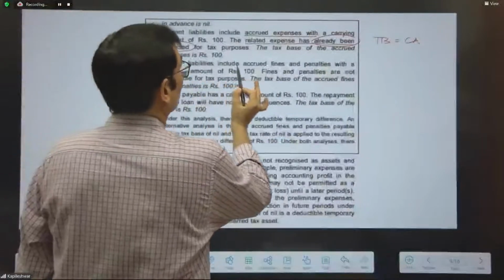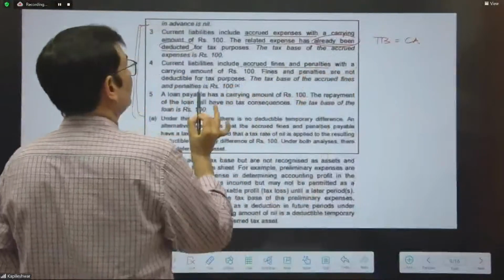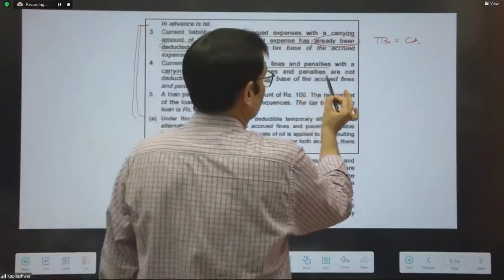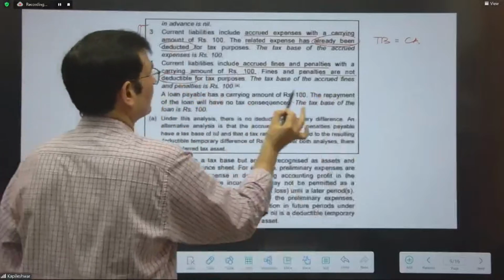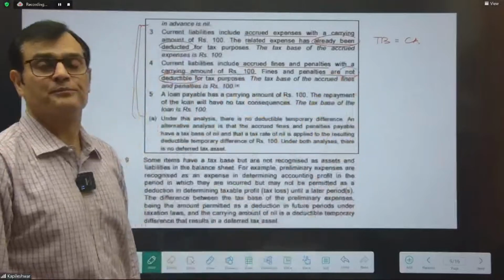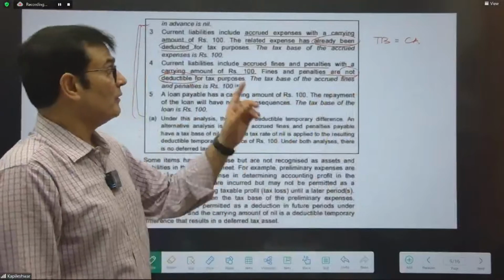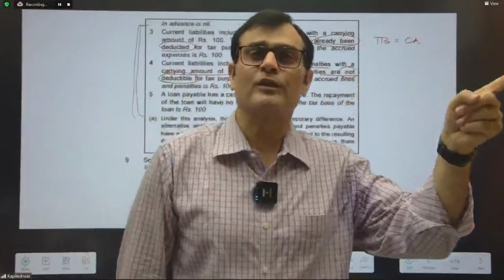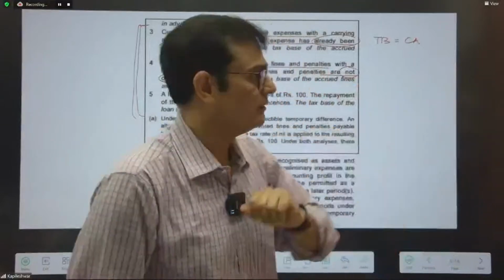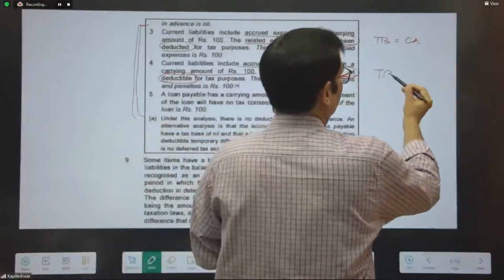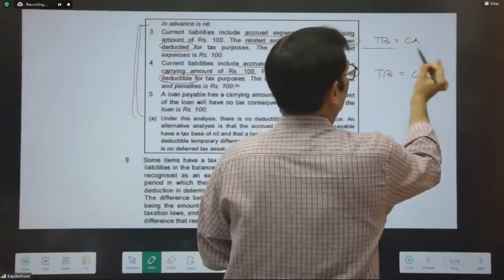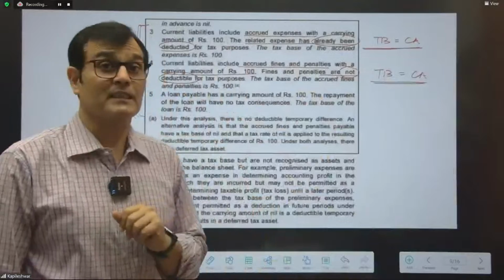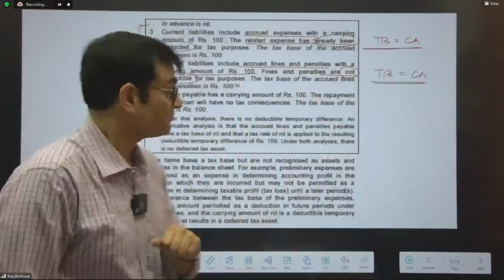Current liability includes accrued fines and penalties with a carrying amount 100. Fines and penalties are not deductible for tax. Prohibition. When you will make a payment of fines and penalty, income tax authority will not give you a deduction. Why? Prohibited. The tax base and the carrying amount is same. Here it was already allowed. Here it is prohibited. See the sequence of the example, you'll see the beauty.